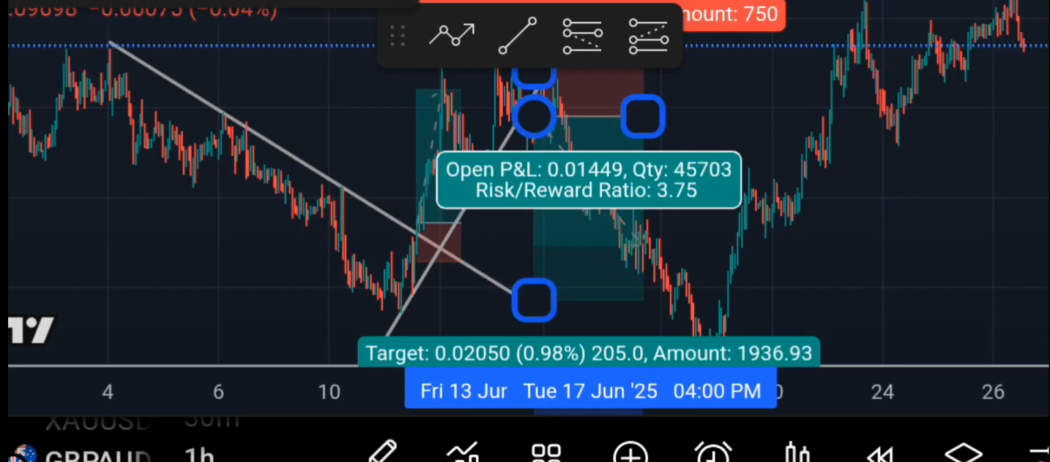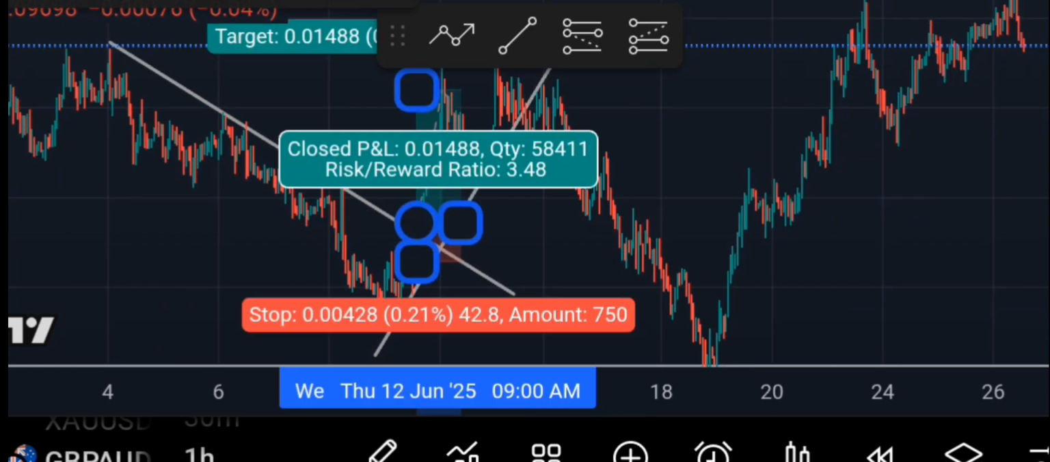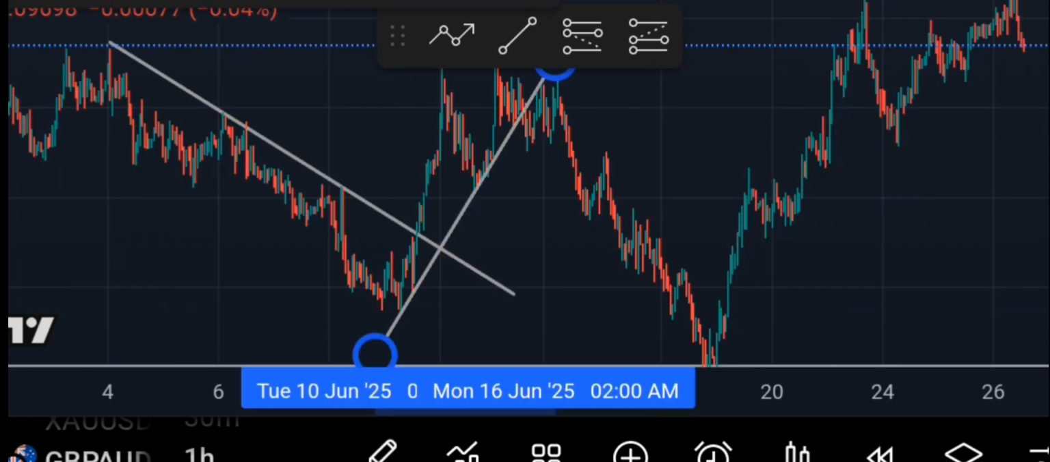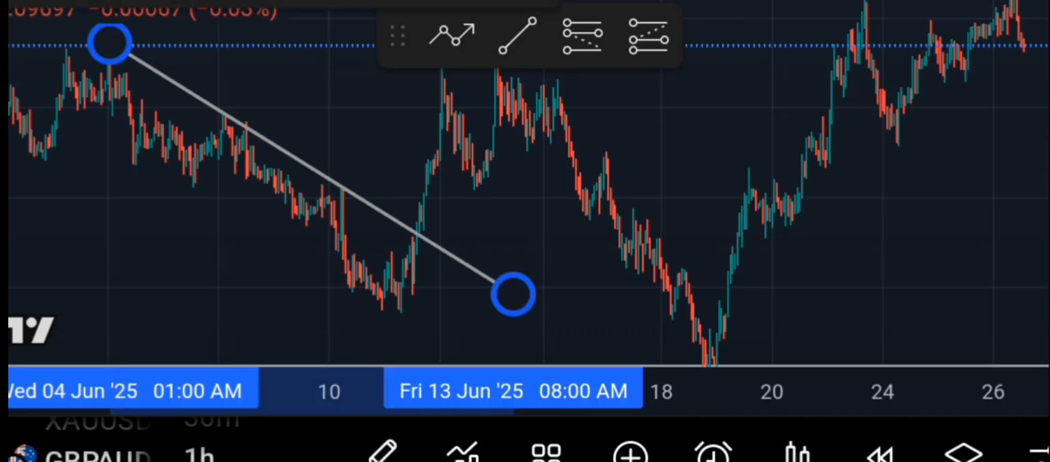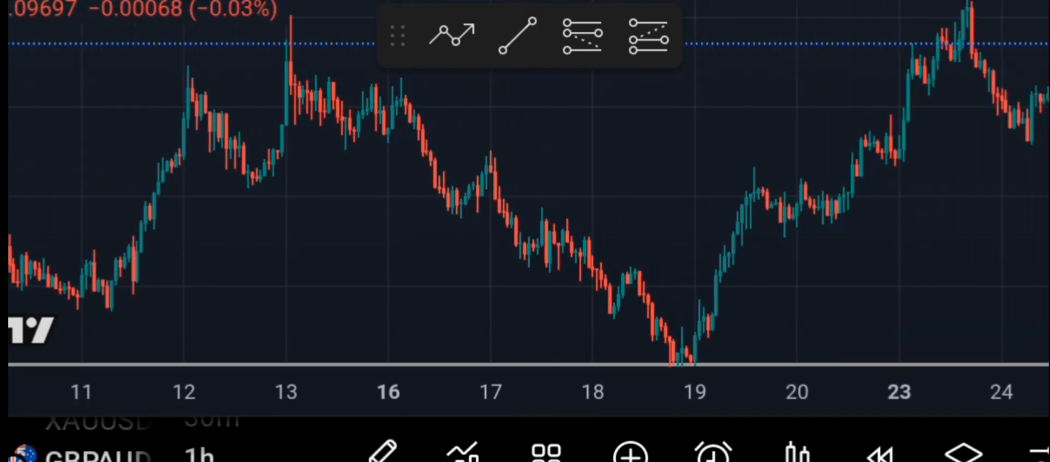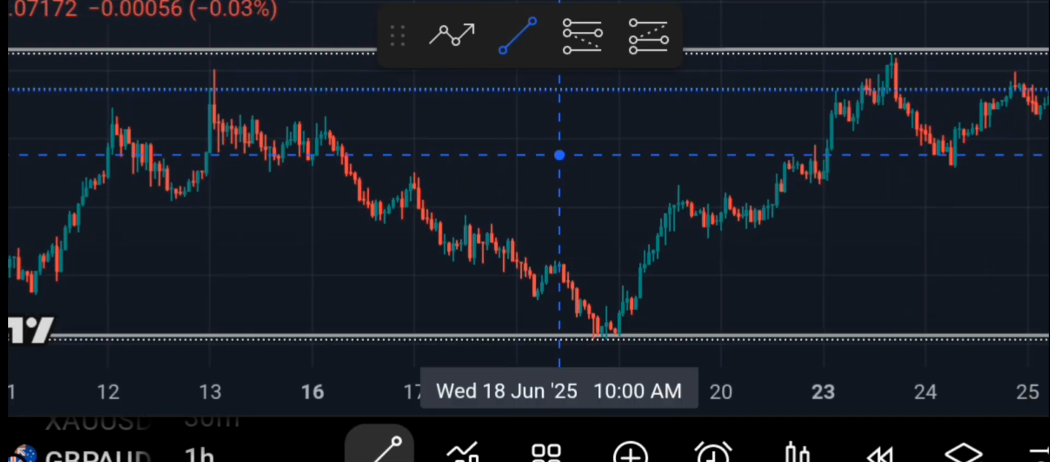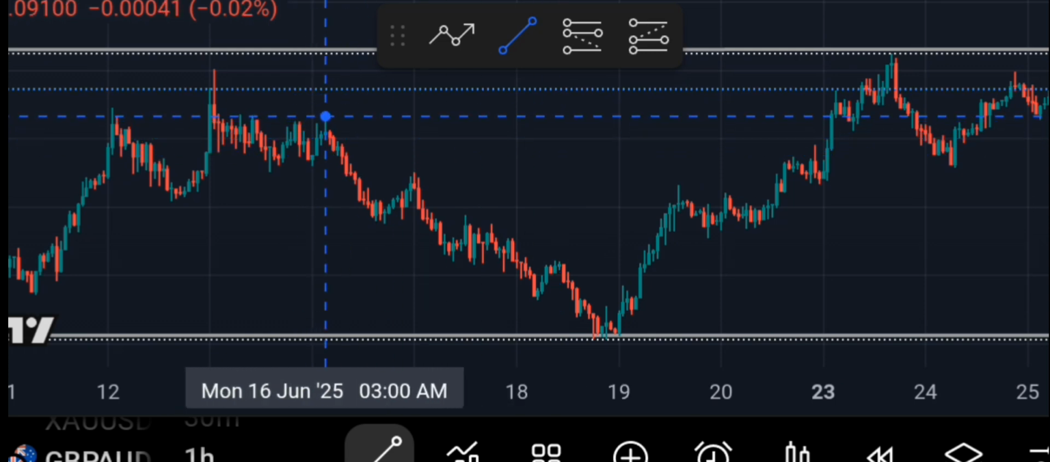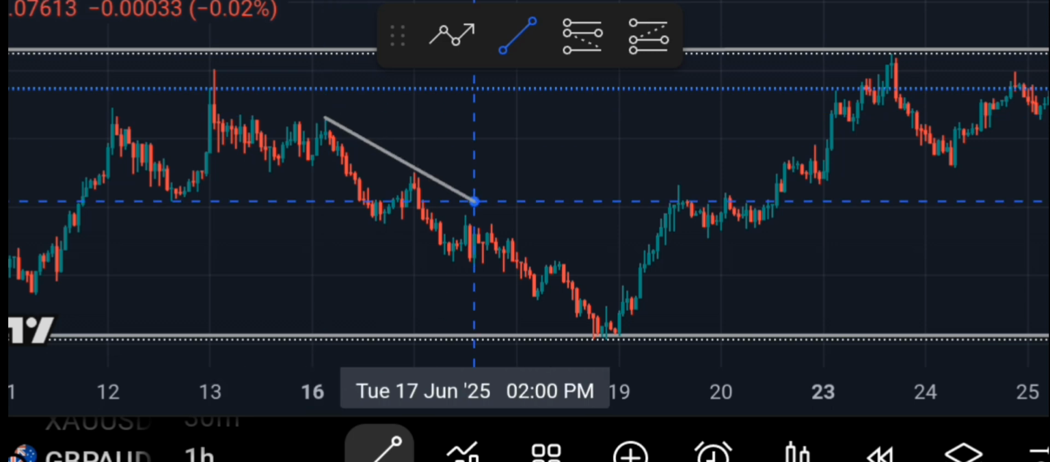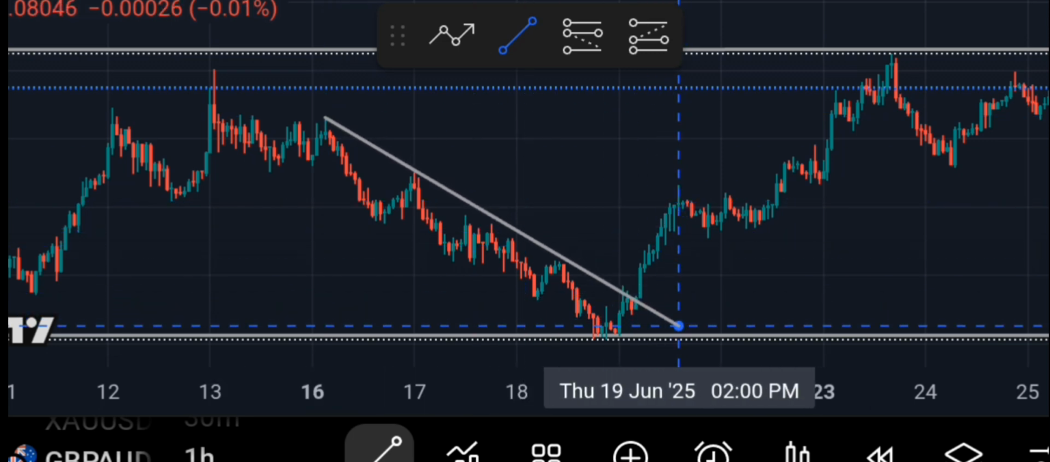And these patterns keep happening every day. Let me take all this out. These patterns keep happening every day. Your ability as a trader to spot them when it's happening will give you an edge in this game. Look at the same thing happen here.